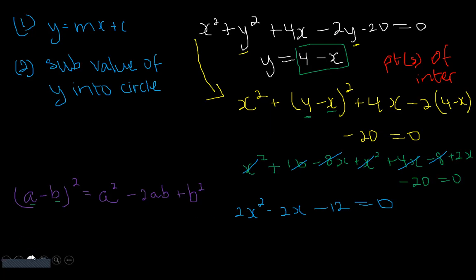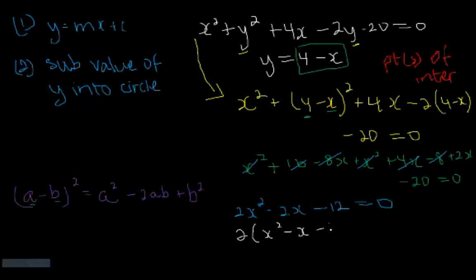So like I said before, you could leave this as it is and solve for x, or you could recognize, okay, all of these will be divisible by 2. So I could factor out the 2 and get x squared minus x minus 6 is equal to 0.